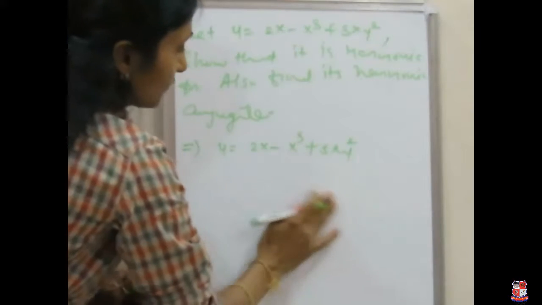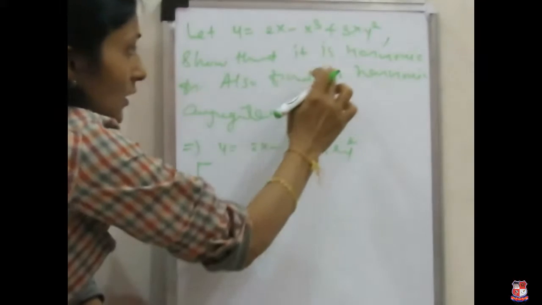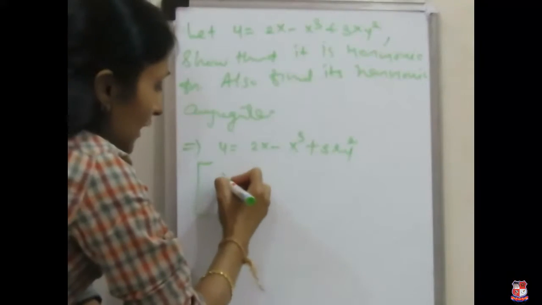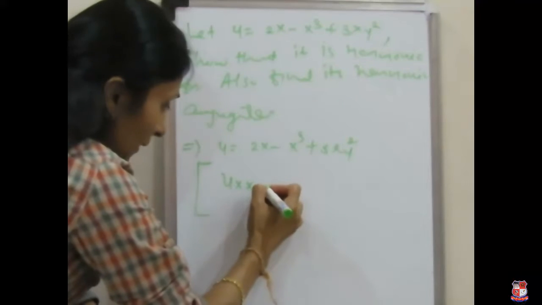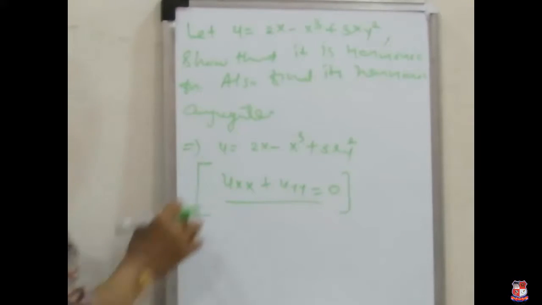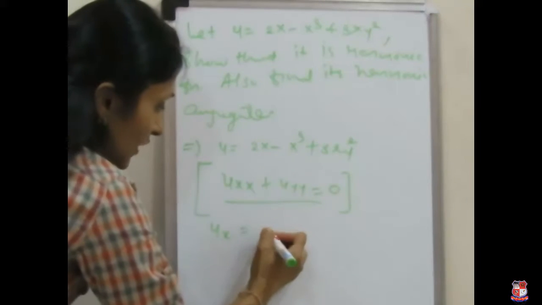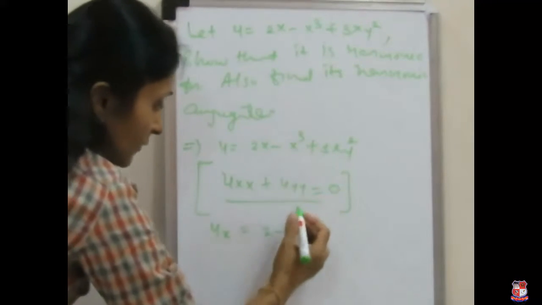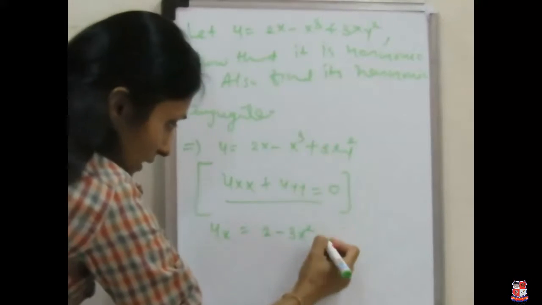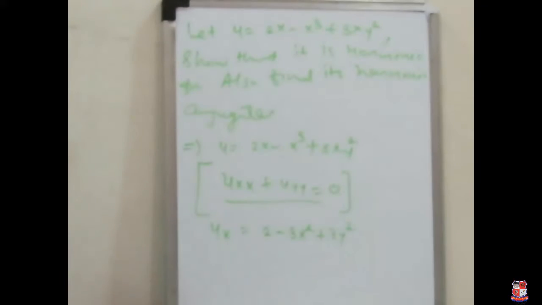So, given u equal to 2x minus x cube plus 3xy square. First of all, for a harmonic function, we have to prove that the double derivative of u with respect to x plus the double derivative with respect to y equals 0. So we find the first derivative with respect to x. Derivative of 2x is 2, derivative of x cube is 3x square, plus the derivative of 3xy square with respect to x, where 3y square is a constant, is 3y square.